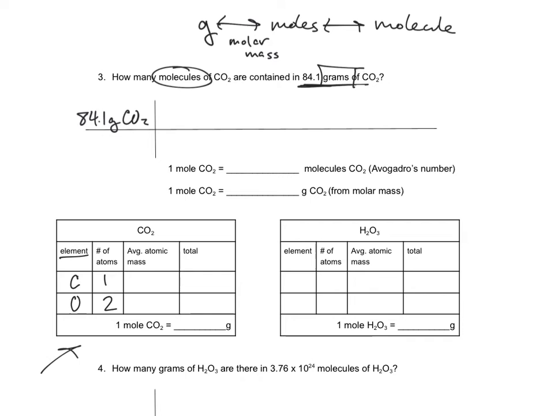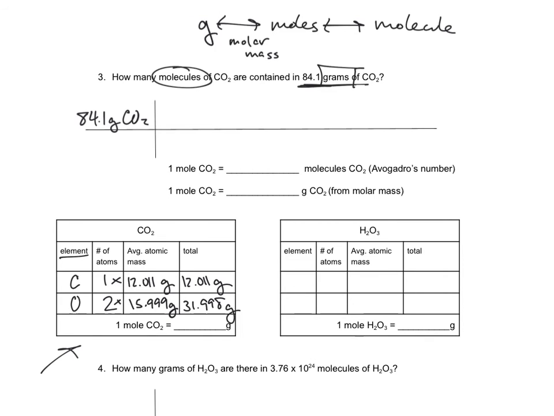You also have to fill in the average atomic mass. Carbon is 12.011 grams, and oxygen is 15.999 grams. Probably by the end of this unit, you'll have oxygen memorized because it's used so frequently. Our next step in the chart is to multiply your rows. 1 times 12.011 is 12.011. 2 times 15.999 is 31.998. And then your last step to get the total molar mass is adding those 2 numbers up.